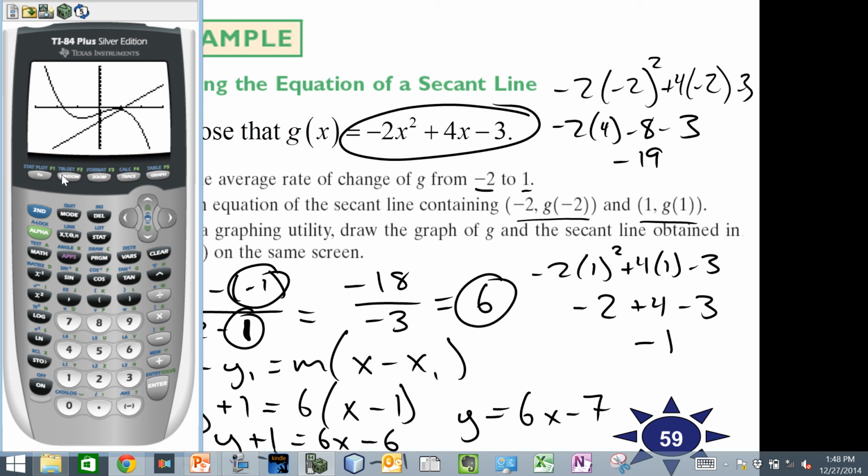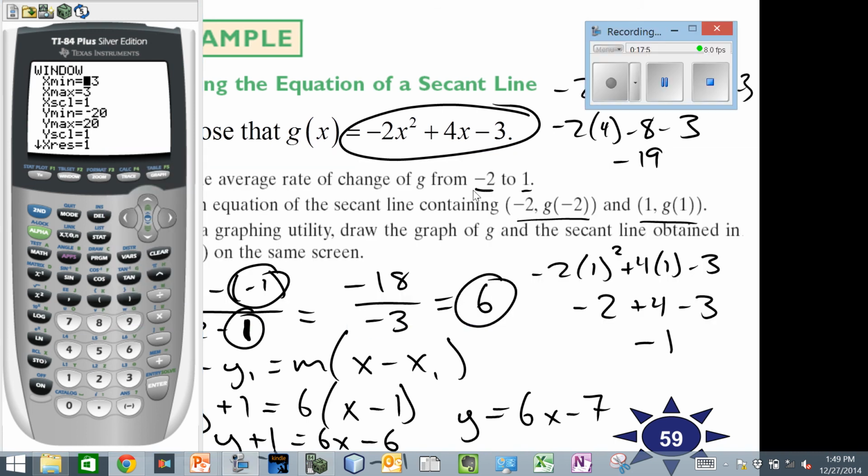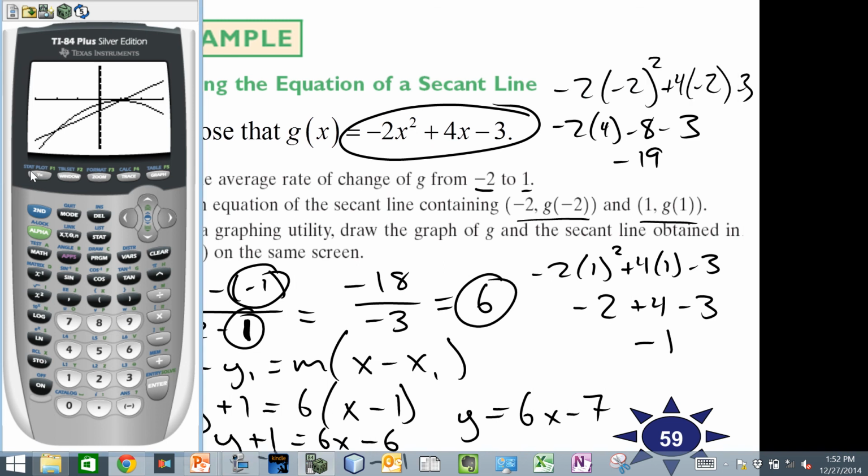Let's see here. Change our window a little bit. Go back to our standard. Hold on one second. All right, there we go. Sorry, I had to check in here. I put a cube there instead of a squared. So when we graph this, you'll see at negative 2, we're touching there. And at positive 1, we're touching there. We're intersecting. And you've drawn your secant line.